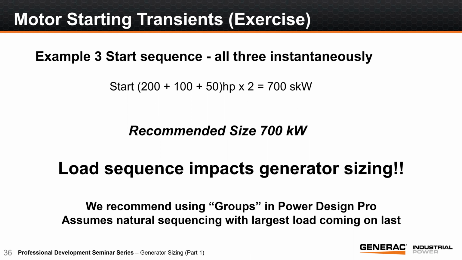Unless there is, let's say, a plant that uses certain processes in which there is a specific sequence that a group of motors needs to be started at the same time for a certain process to work. Then you would need to use a single step for all of the motors. Otherwise, natural sequencing is generally how motor loads work.